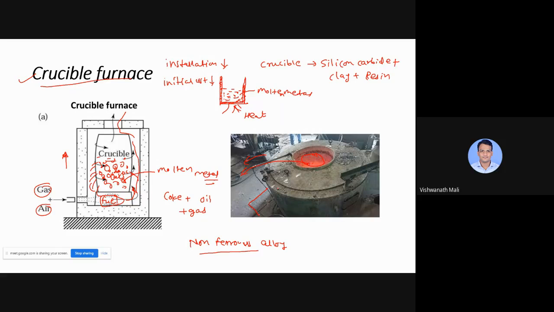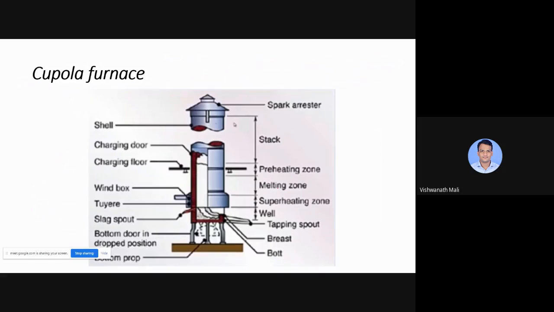The next type of furnace, which is a very old type of furnace, is the cupola furnace. It is the oldest and simplest furnace. The name cupola is derived from the Latin word. What does cupola mean? It means barrel. Now in the diagram, you can see the barrel shape. That's why it is called a cupola.